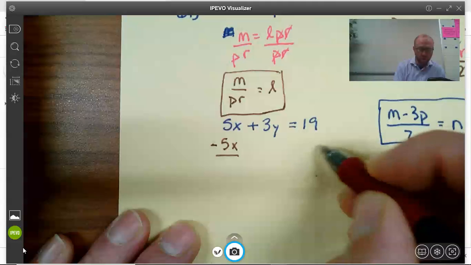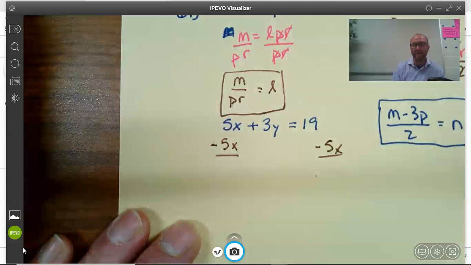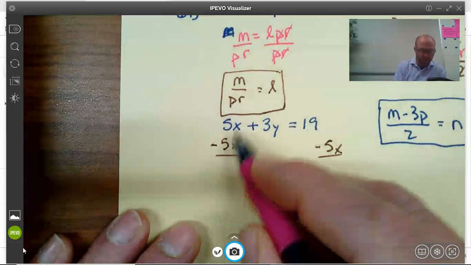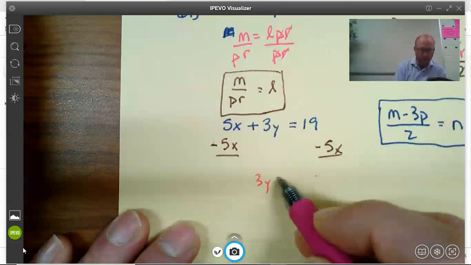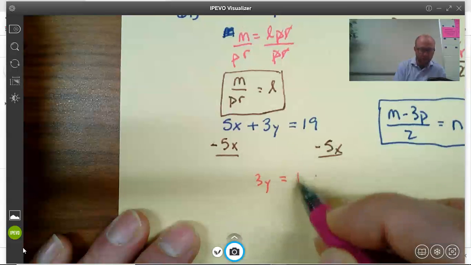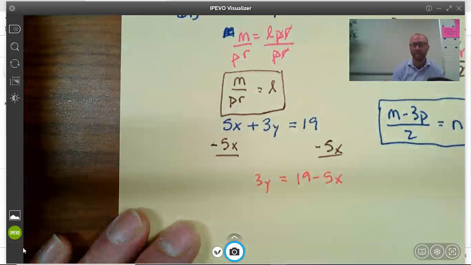Right? And of course, you have to do the same thing on the other side. And 19 and 5x, those are not like terms, so I can't just subtract them. So over here, 5x and negative 5x, they cancel each other out. I'm left with 3y. And over here, I just put 19 minus 5x.